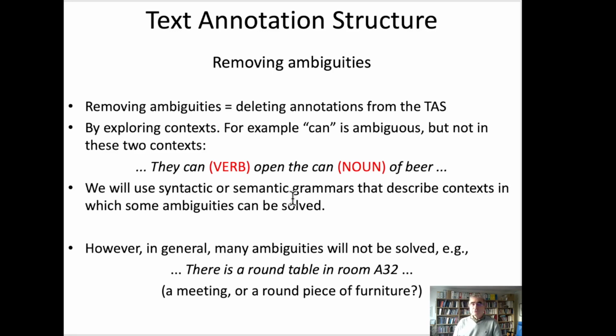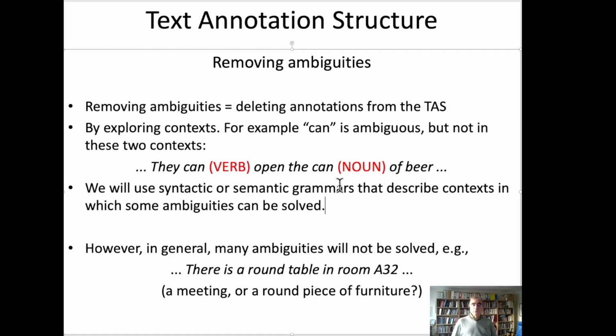actually this is obligatorily a verb or a noun. So, for example, in the NooJ dictionary, can is ambiguous because it can be a verb or a noun, a can of Coke. But in the following sentence, they can open the can of beer, the first occurrence of can cannot be anything other than a verb, and the can of beer is a noun. So we can write grammars that will allow NooJ to automatically remove the ambiguities. So we are going to use syntactic and semantic grammars that describe contexts in which these ambiguities can be solved. However, we will see later how to do that.